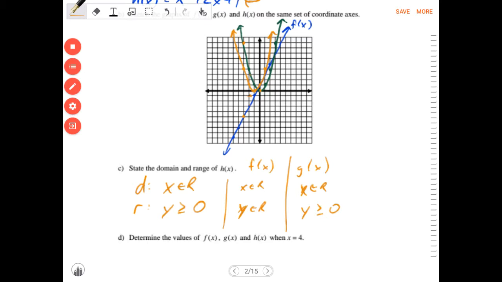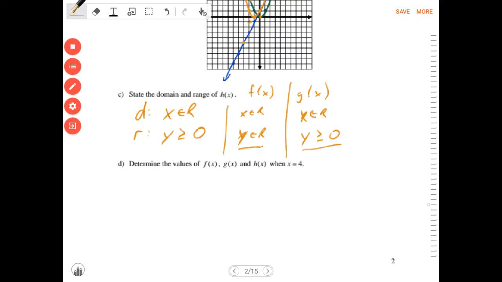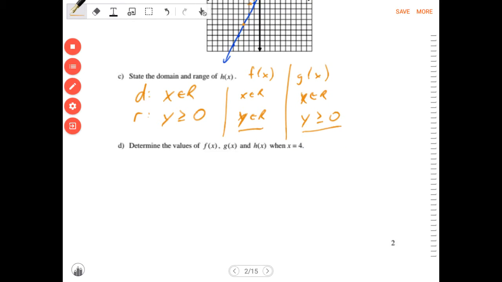And the range was the stuff that was common between the two things. So we have f of x was everything, g of x was greater than or equal to 0. So you can see the range just comes from the g part, the bigger than or equal to 0 part.